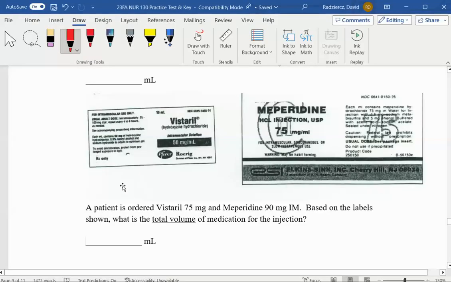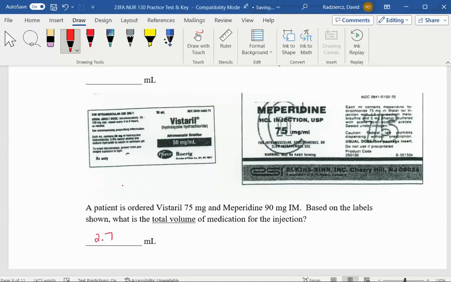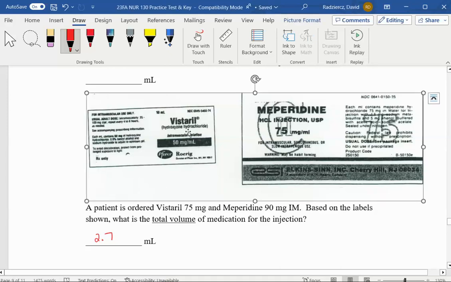So good. I'm seeing the answer here for the second one. The second example is 2.7 milliliters. So if you're not quite sure where to go with this, remember you've already done these problems hundreds of times, right? It's just how many milliliters of Vistaril, how many milliliters of Meperidine, add them together.